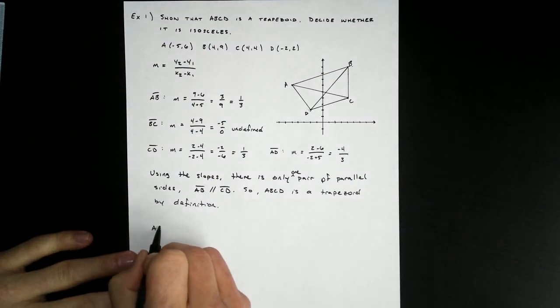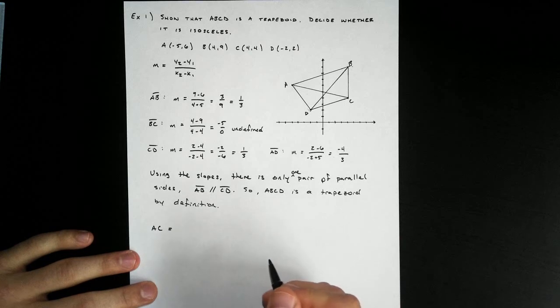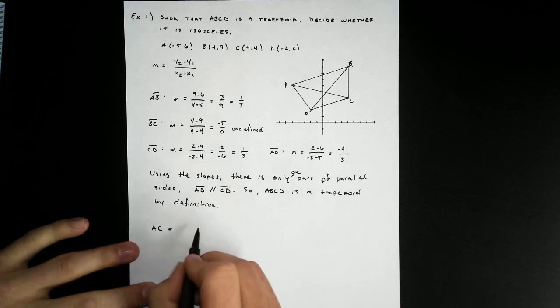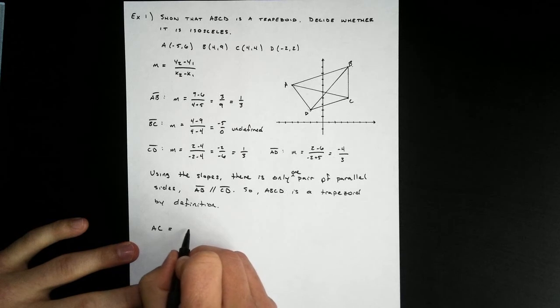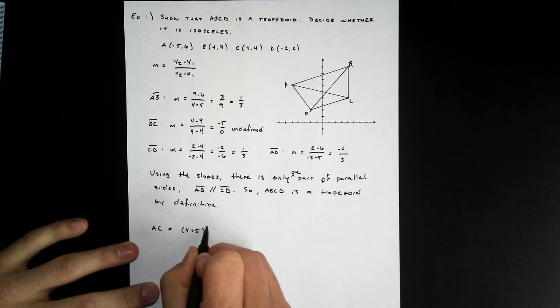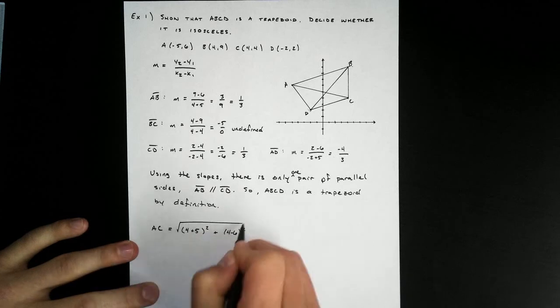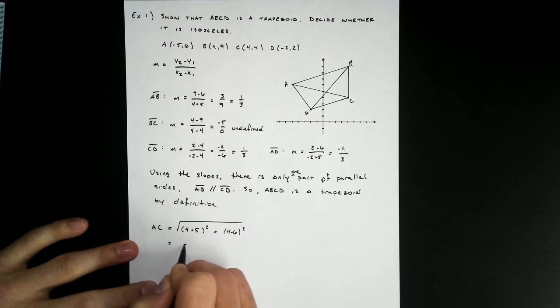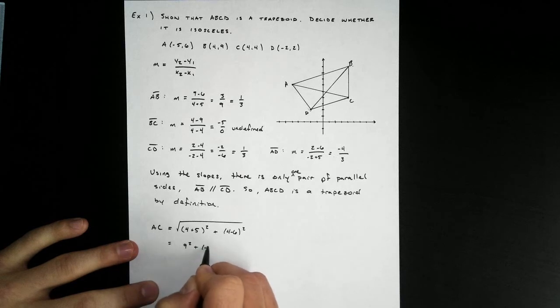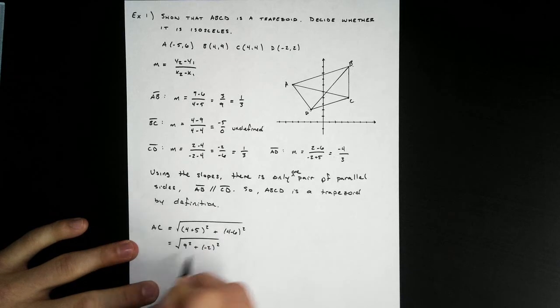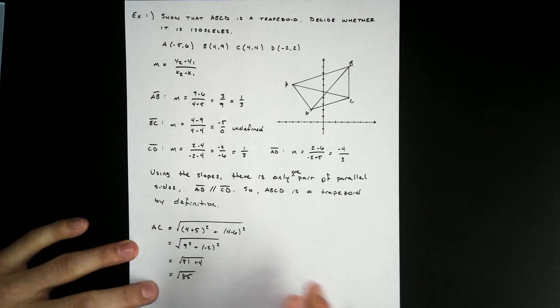So let's figure out the length of AC. We can use the distance formula. So let's see, we subtract our x values. We got 4 minus a negative 5. And then our two y values, 4 minus 6. So we get 9 squared, and then plus a negative 2 squared. So 81 plus 4, so AC is the square root of 85.